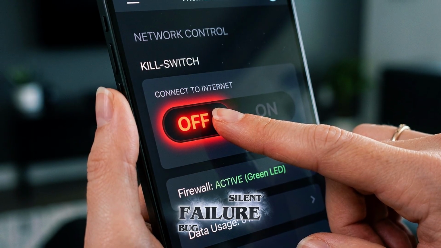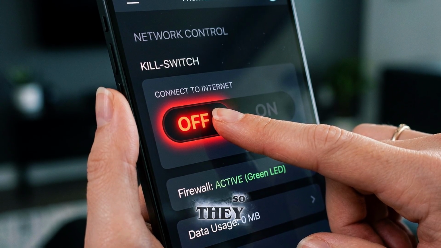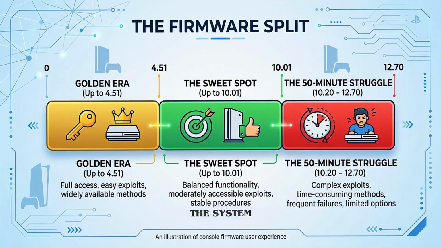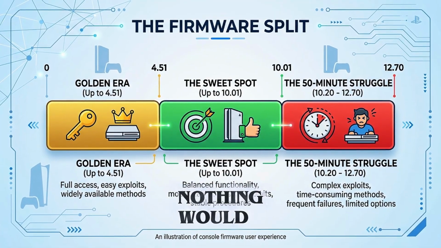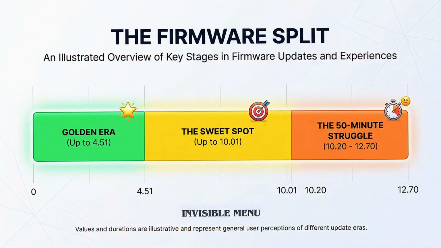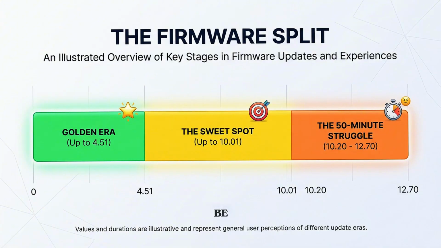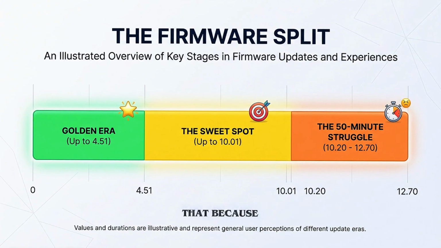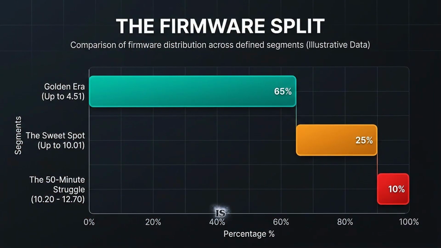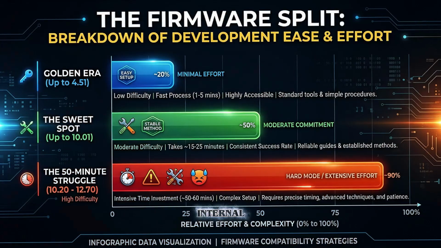Silent failure bug. Yes. Users were reporting a silent failure. So they would launch the cheat menu, the system would say it loaded, but absolutely nothing would appear on the screen. It was just invisible. And the root cause of that invisible menu perfectly illustrates how fragile web-based exploits can be. Why is that? Because the entire Cheat Runner interface is built using standard web technologies, HTML and CSS, which are then rendered through the PS5's internal WebKit browser.